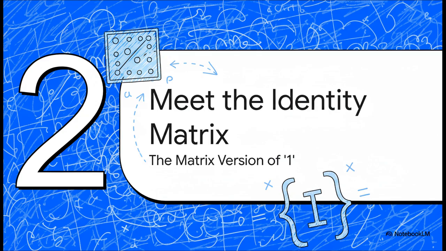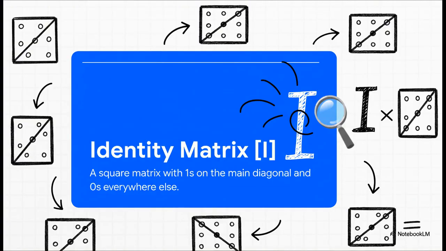Right, so I keep saying the matrix version of 1. What in the world is that? Well, it's got a special name. It's called the identity matrix, and you'll usually see it written as a capital I, and it's pretty easy to spot. It's always a square matrix, and it has this clean line of ones running from the top left to the bottom right. That's the main diagonal. Everywhere else, just zeros.